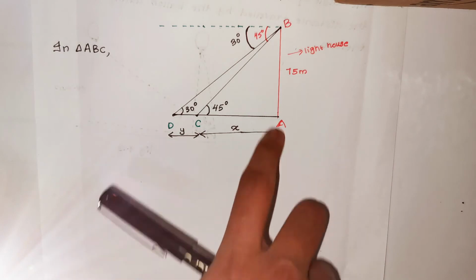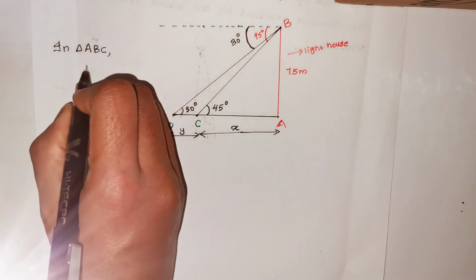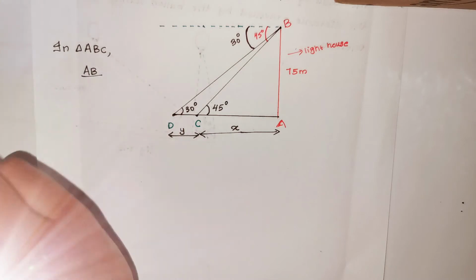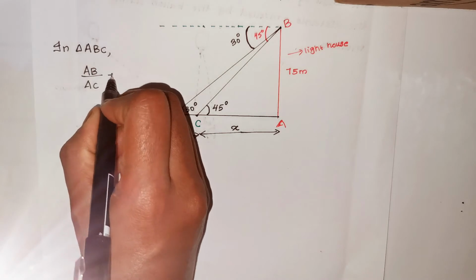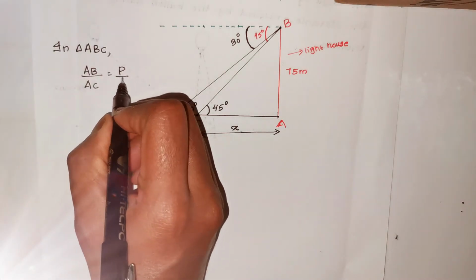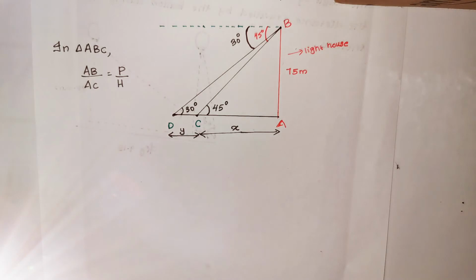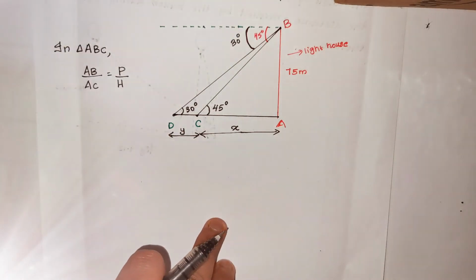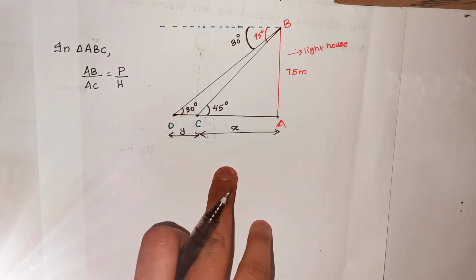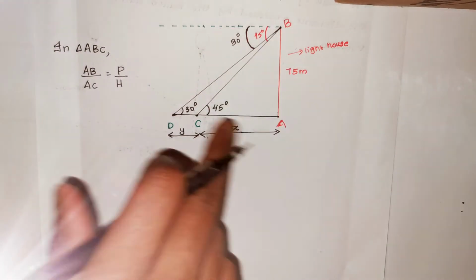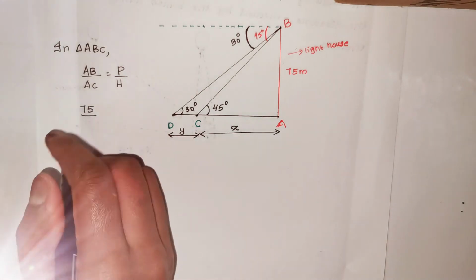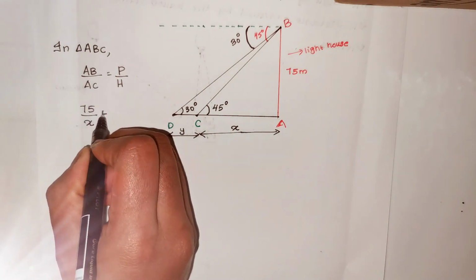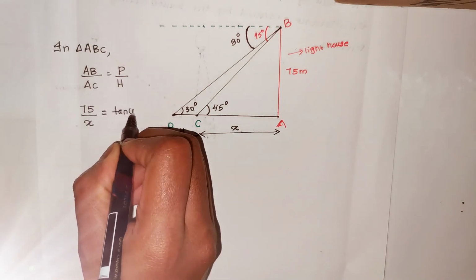AC is the unknown side and AB is the known side. So, I am taking AB by AC. AC is equal to, AB is perpendicular by height. Okay, students. So, what is perpendicular by height? That is equal to tan theta. AB is given as 75. So, I am substituting 75 here divided by AC, that is x. That is equal to tan theta.